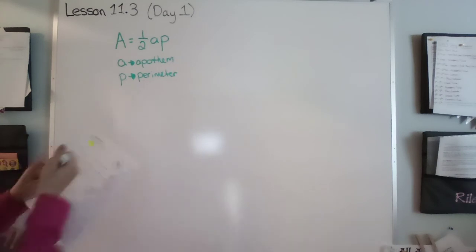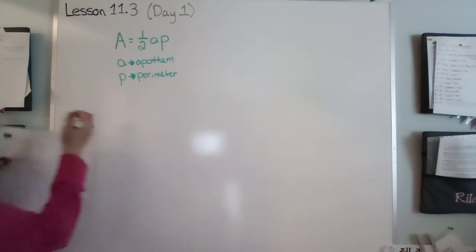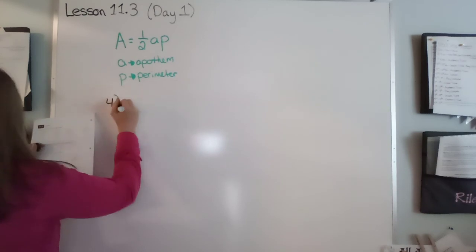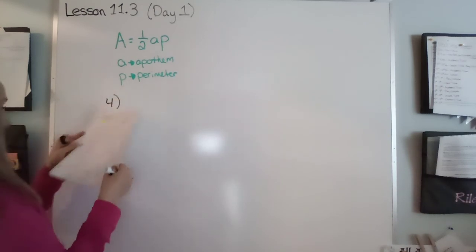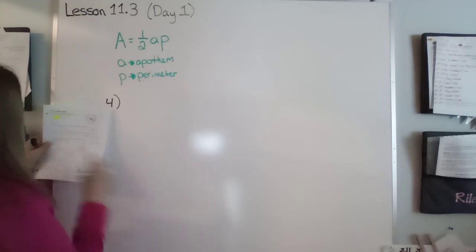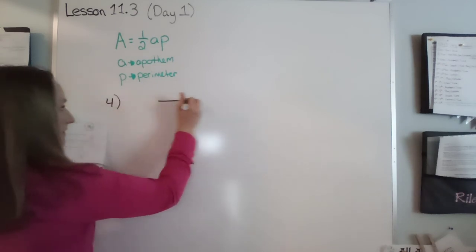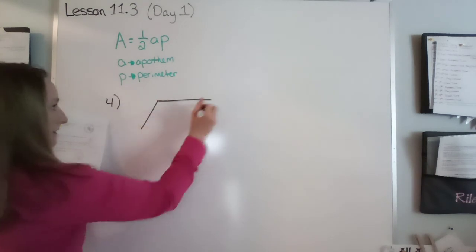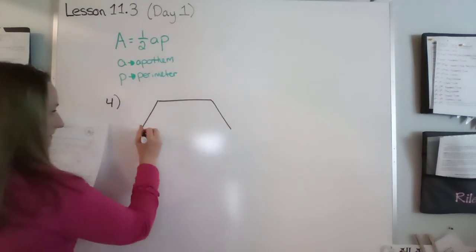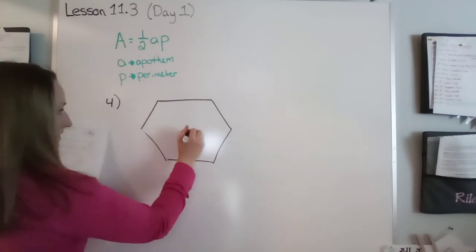All right, for problem 4, I'm dropping everything, hold on. For problem 4, where am I? It says a regular hexagon has an apothem of 10 units. Okay, so let's draw a hexagon. Okay, so there's my hexagon.